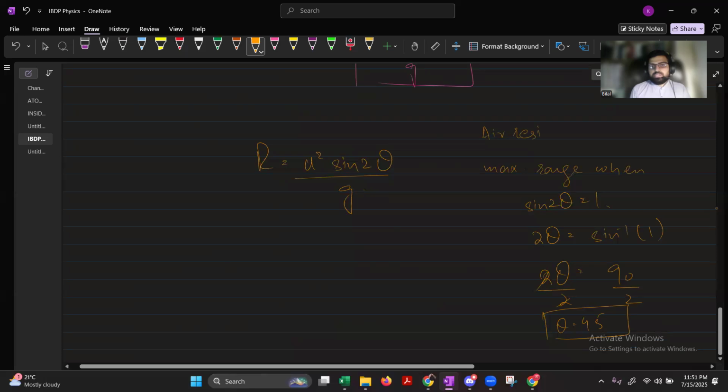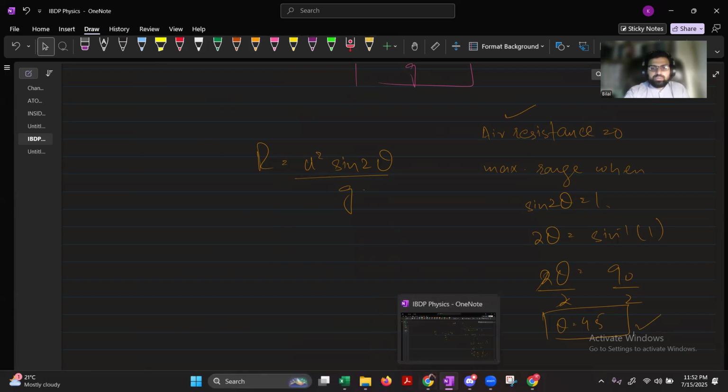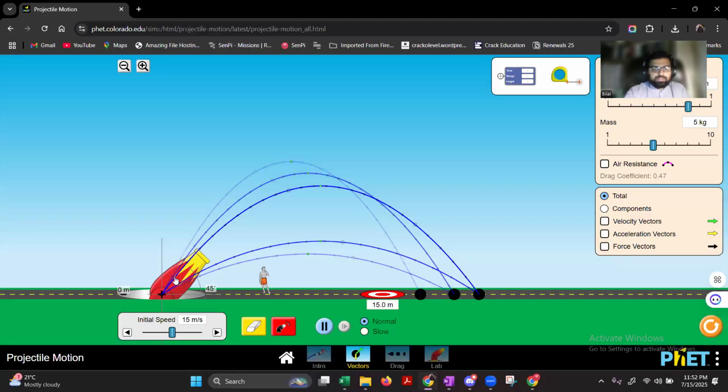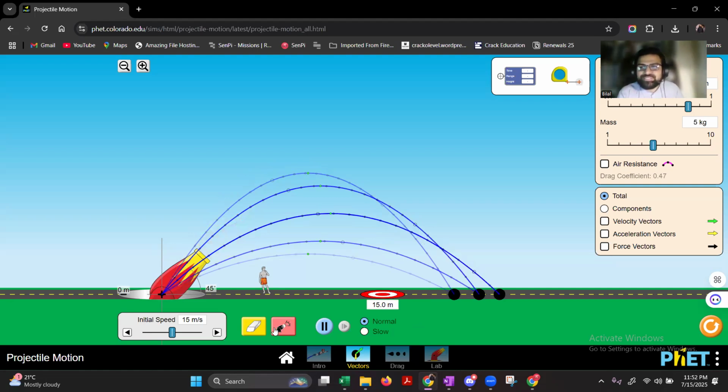But remember, if air resistance is 0, in the ideal case, you will get maximum range at the angle of 45 degree. Okay, let's check if we are right or wrong. If I set the angle at 45 degree, you will see we will get the maximum range. Okay, let's shoot 1, 2, 3, fire. And yes, we got the maximum range at the angle of 45 degree.